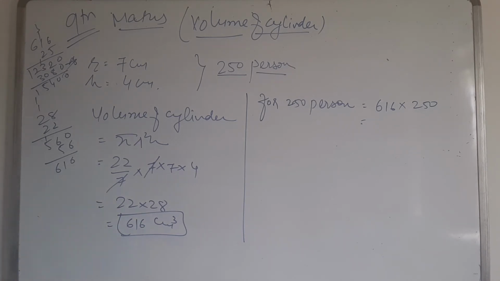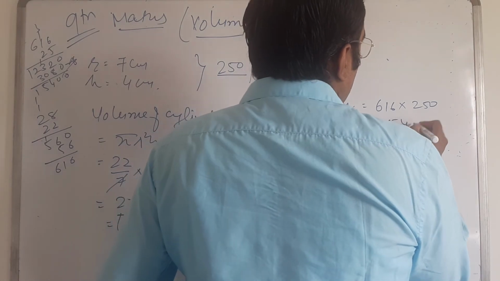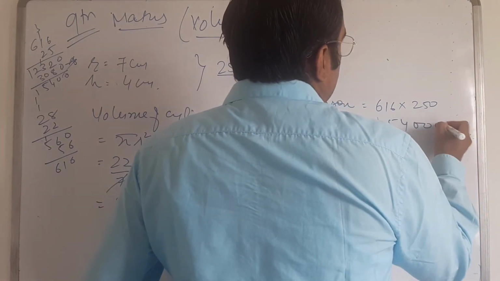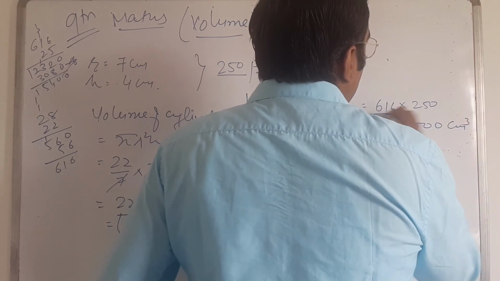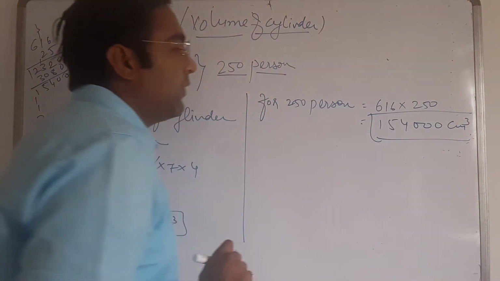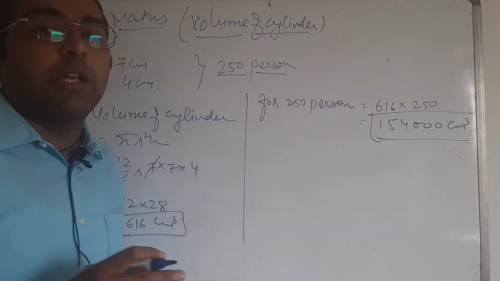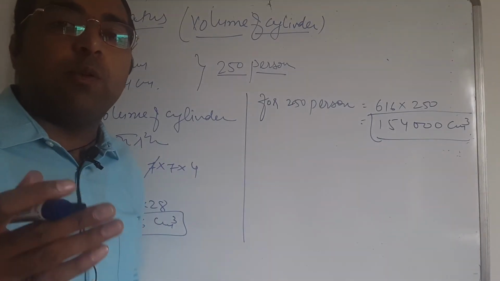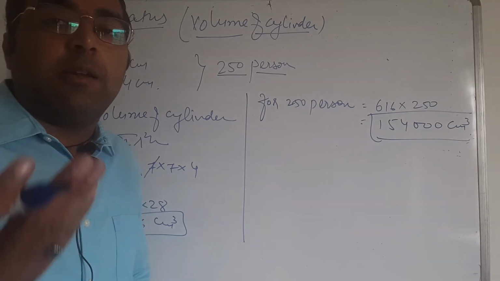Here students, we have to take 15400. This is my centimeter cube of the volume for the 250 persons. Now we need the volume in liters, because they have to prepare soup for the patients in liters, not in centimeter cube.